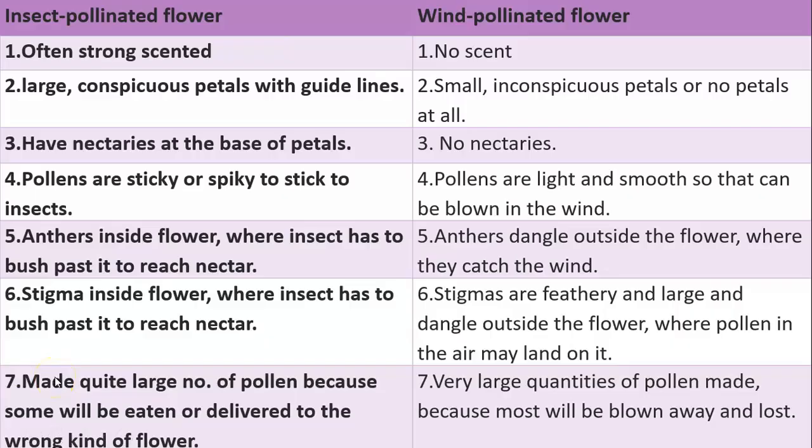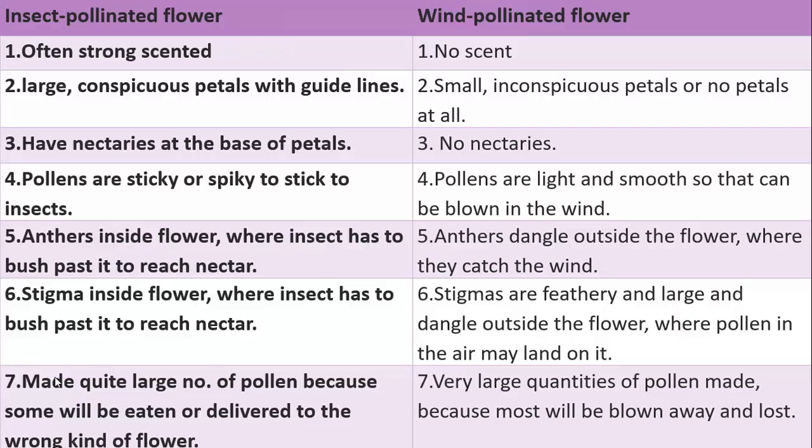In insect-pollinated flowers, the petals are large and conspicuous. Why do they need conspicuous petals? Because they need those petals to attract the pollinators. So they are large with clear guidelines. While in wind-pollinated flowers, you have small inconspicuous petals or no petals at all.